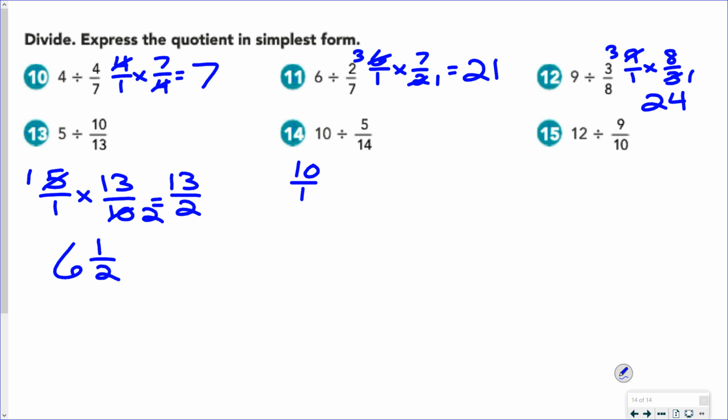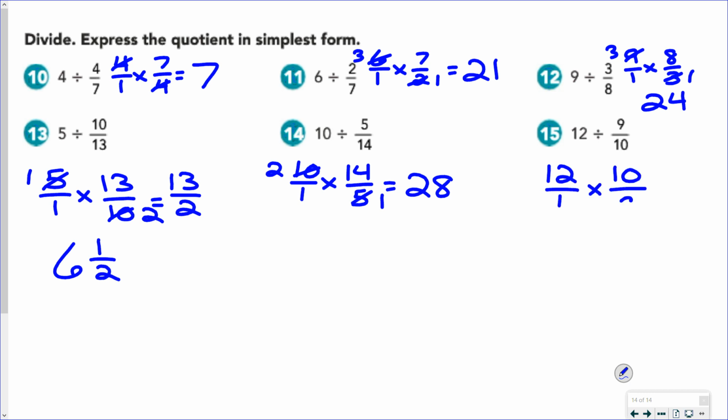10 over 1 times 14 over 5. 5 becomes 1. 10 becomes 2. 2 times 14 is 28. And our final one for today, 12 over 1 times 10 ninths. I can divide both 12 and 9 by 3. So 12 divided by 3 is 4. 9 divided by 3 is 3. 4 times 10 is 40. 1 times 3 is 3. 3 goes into 40 13 times, and you're left with 1/3.